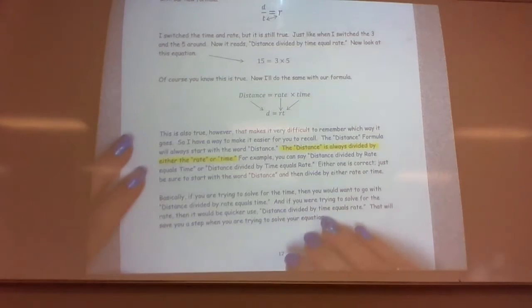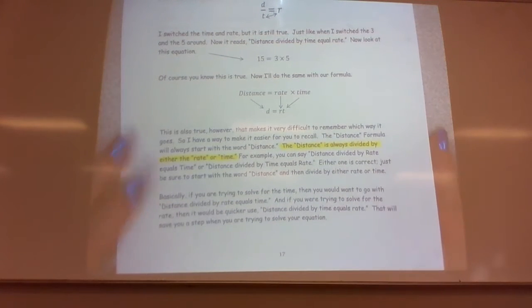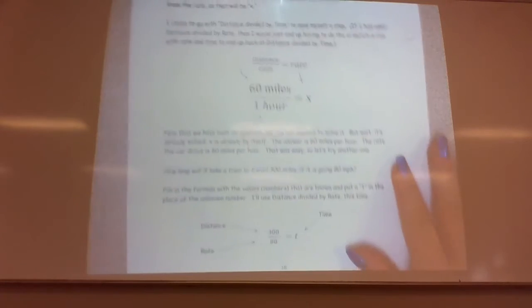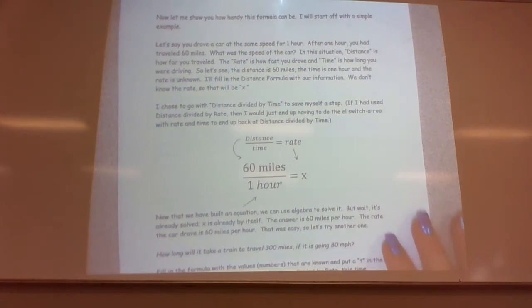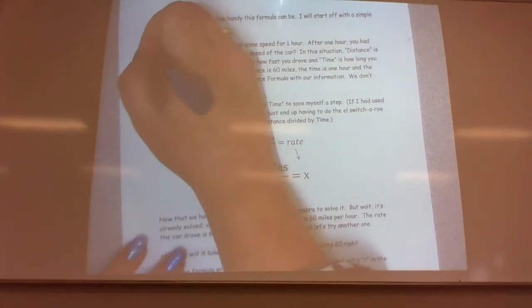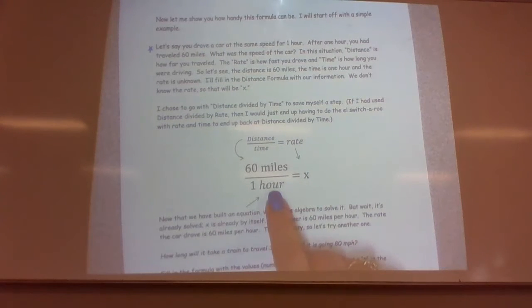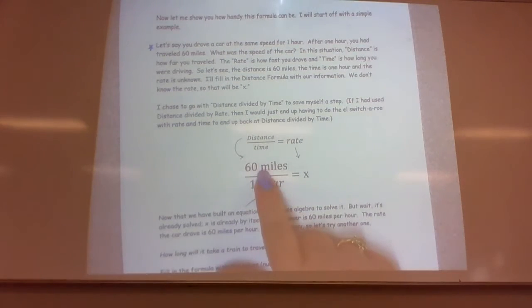And if you want, you can read the rest of that page, but essentially what we're looking for is to solve for one of the missing variables. Alright, so we're going to look in this section here, and it says, let's say you drove a car at the same rate of speed for an hour. After 1 hour, you had traveled 60 miles. Was that the speed of the car? No. Distance is how far you traveled, and the distance is how many miles, right? And it took 1 hour to travel 60 miles.